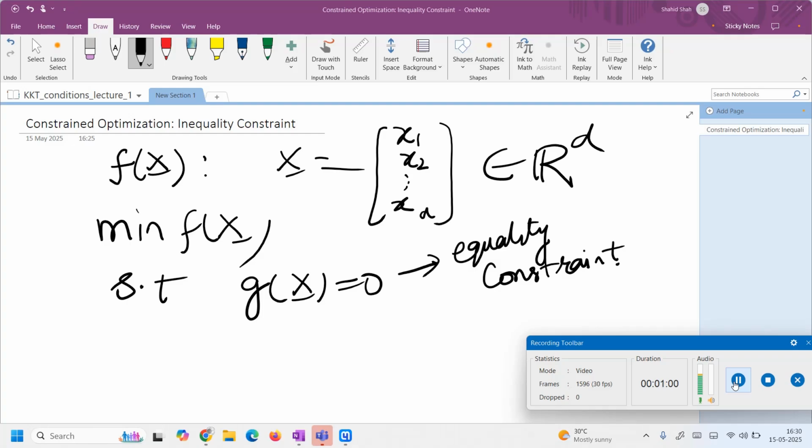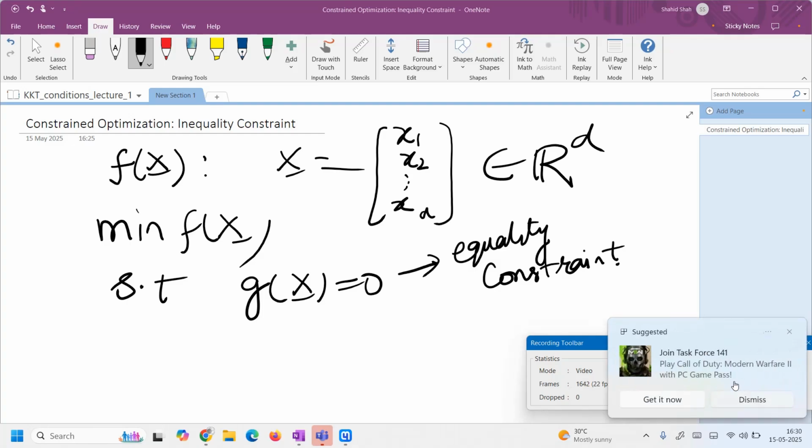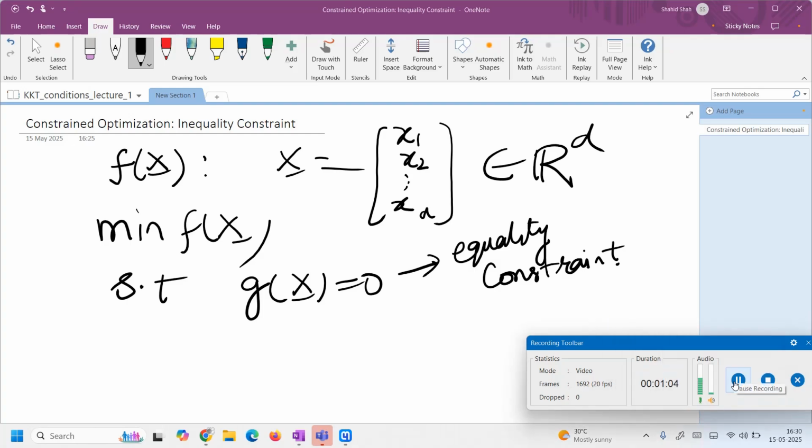Now, in addition to equality, there can be inequality constraints also. Suppose, for example, there can be an inequality constraint that h of x is less than or equal to 0. I think we will do this with an example. It will become easier.